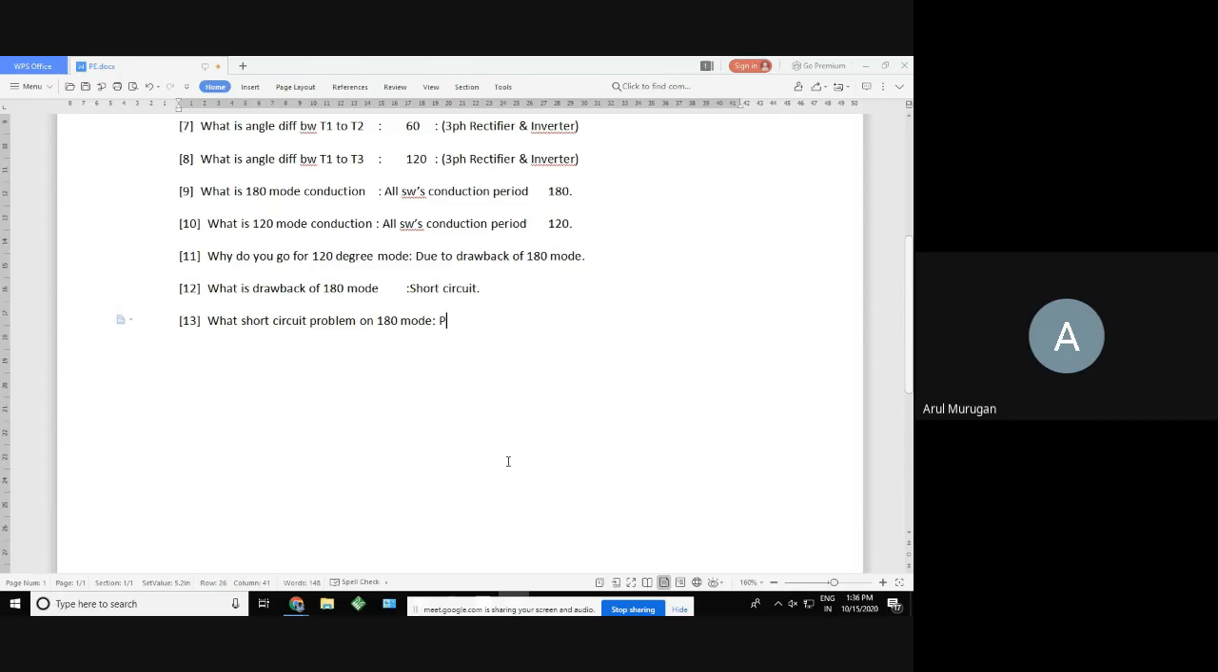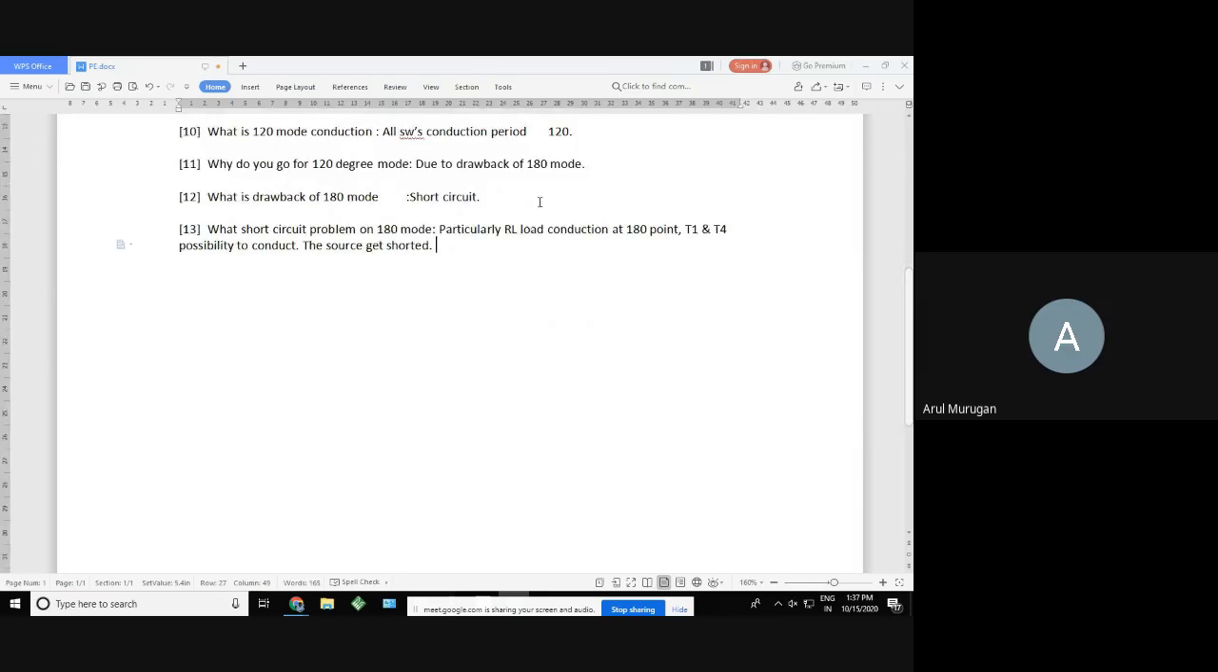Particularly with RL load condition at the 180-degree point, there is the possibility that T1 and T4 both close or conduct. If T1 and T4 both conduct, the source will get short circuited. So this is about the drawback. How to overcome it? That's why the 120-degree mode.